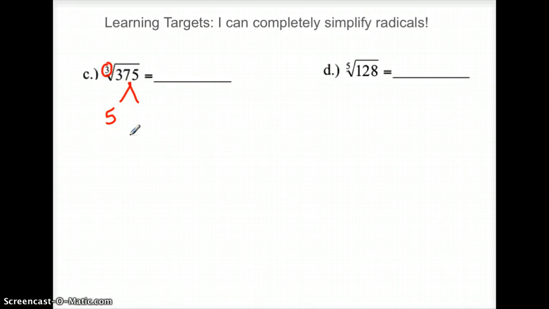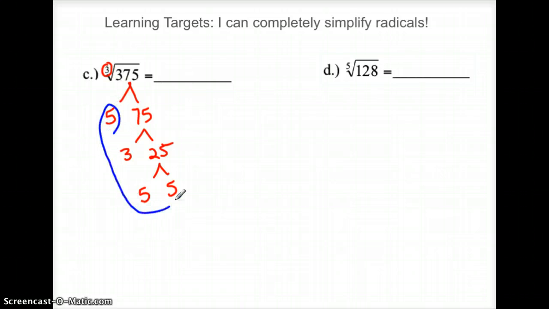So let me use my calculator real quick. So 5 and 75. And we did 75 earlier, 3 and 25, so I think I'll go with that pair. Or I could have done 5 again. And then this is going to break down to 5 and 5. Now I need triplets, so it's going to be kind of a weird shape, but here are my triplets in 5s. So there's my set of 5s.